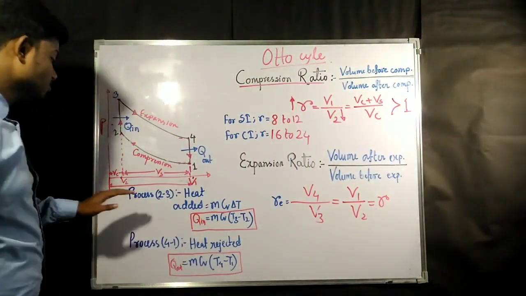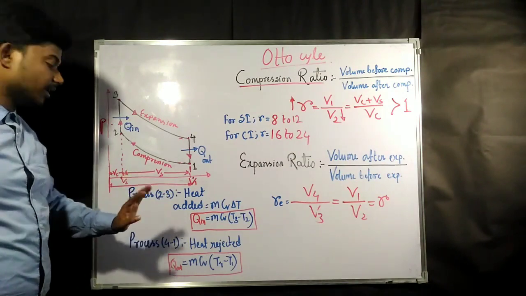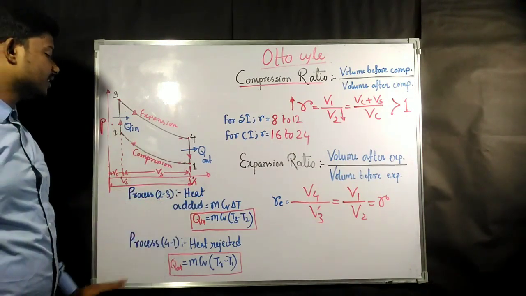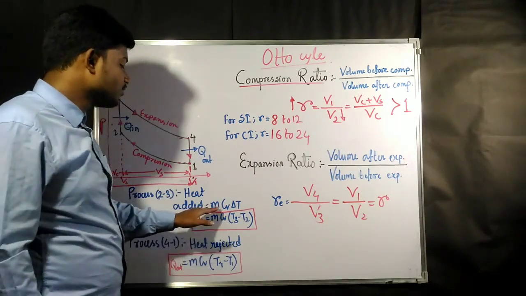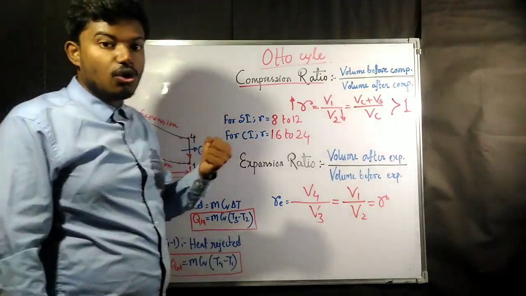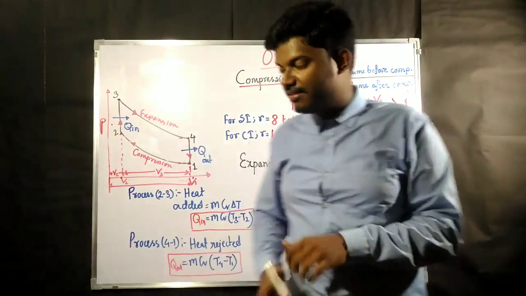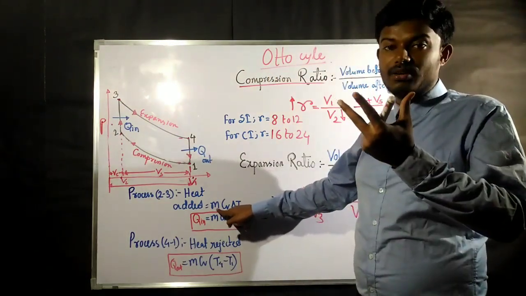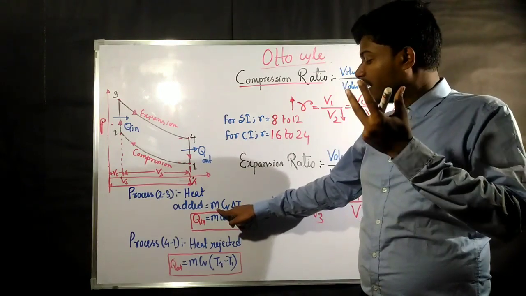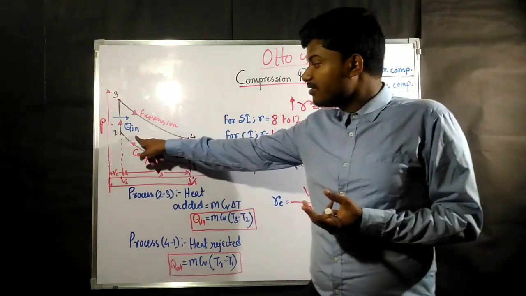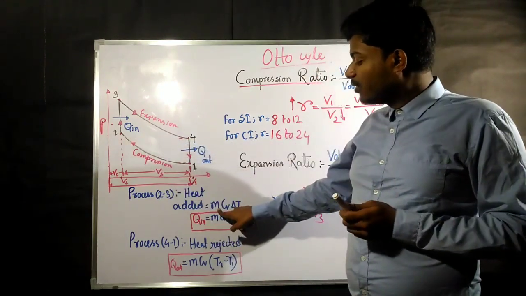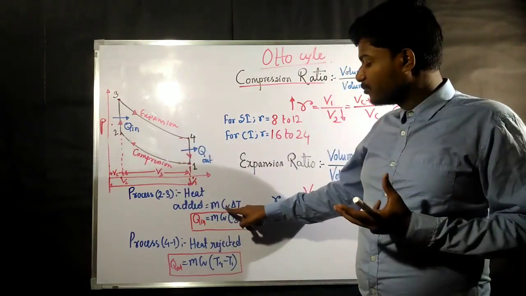Now process 2 to 3. What is going to be the heat addition? Again we know whatever the mass of air is there inside the cylinder, the total mass has to get heated by this Q in, which is the amount of heat transfer. So m is the mass of air. This is the specific heat.